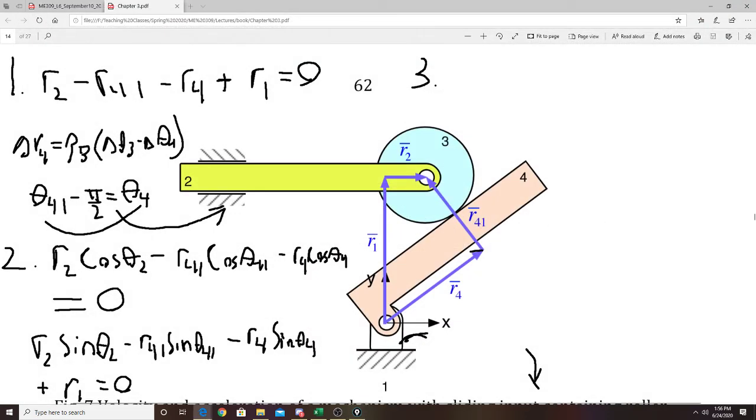So real quick, where am I looking for it? All right, this is what I was looking for.